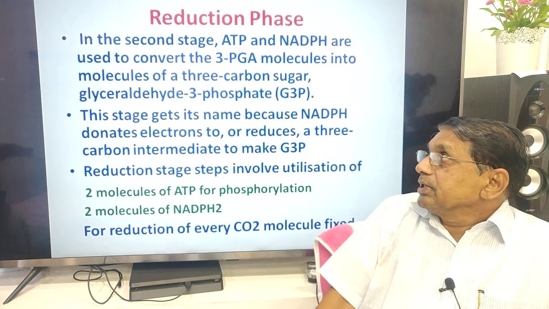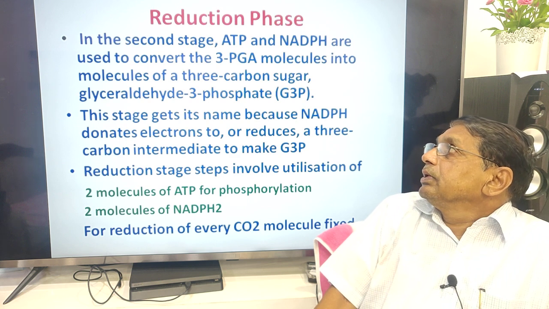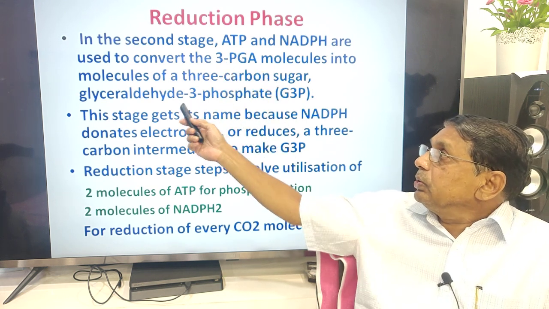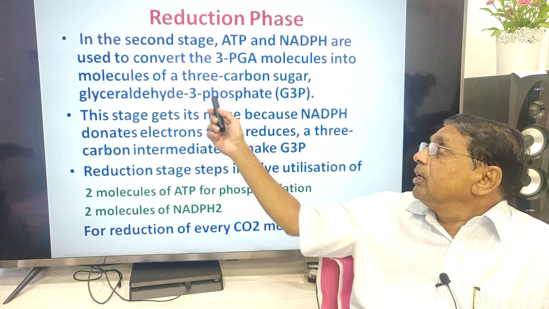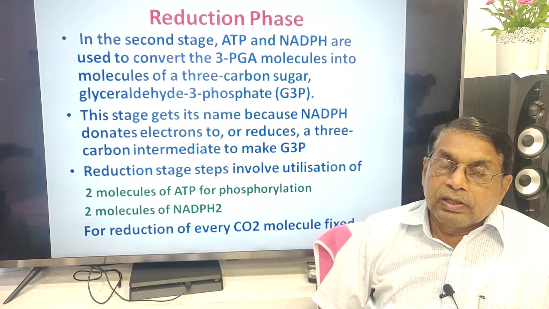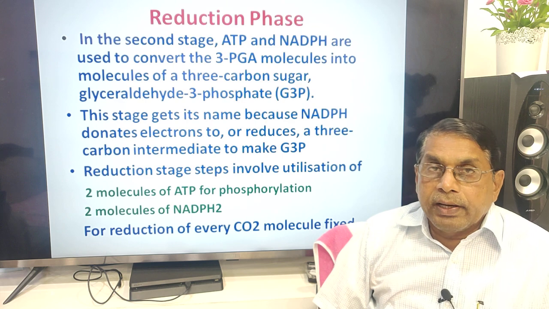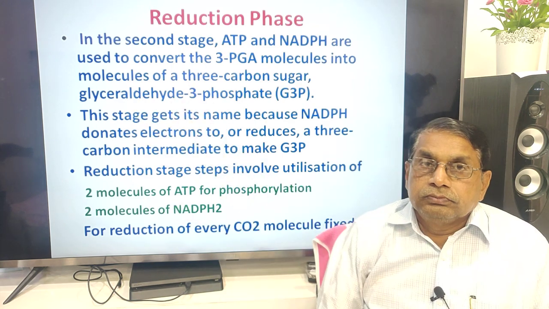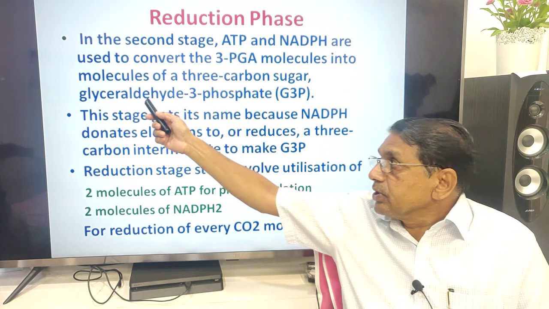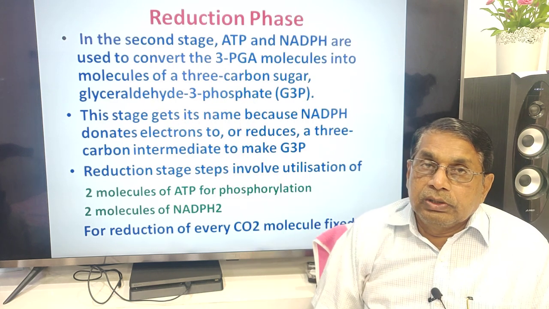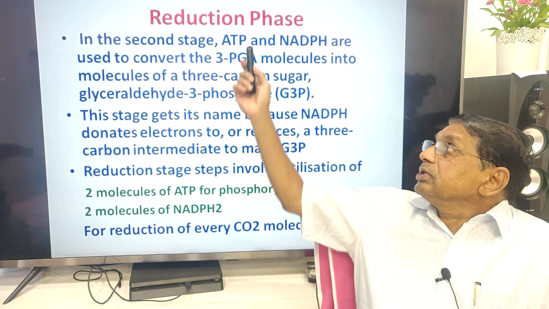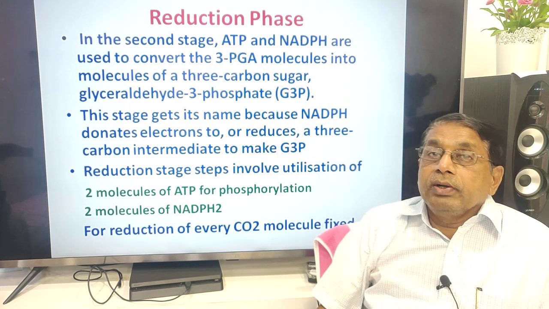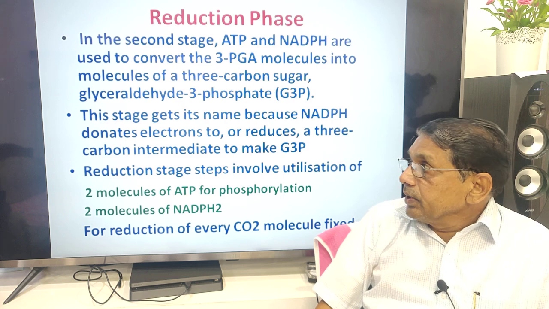Reduction phase. In the second step, 3-phosphoglyceric acid is reduced to 3-phosphoglyceraldehyde. Acid, aldehyde. Acid is converted to aldehyde. It is in oxidized state, it is in reduced state. So, for this purpose, ATP and NADPH are required, which are the products of the light phase reaction.